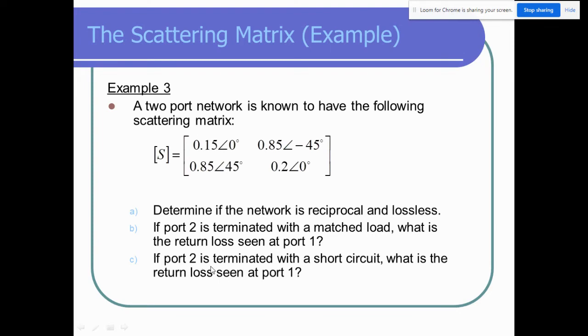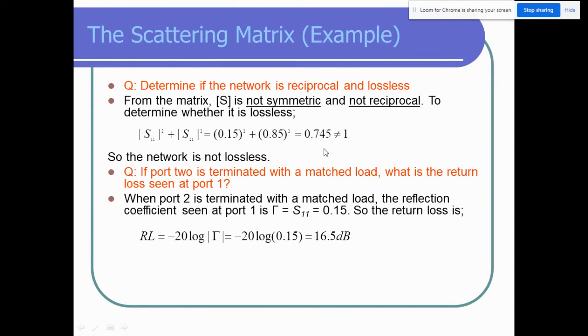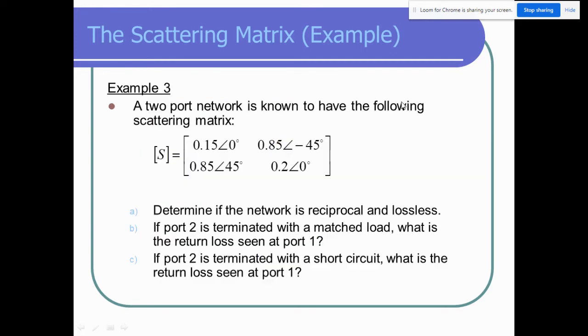And if the port 2 is terminated with the short circuit, what is the return loss seen at port 1? Okay, let us find first the A. So as we know already, the S matrix is not symmetric and not reciprocal. How do you know it? Because this is not equal.